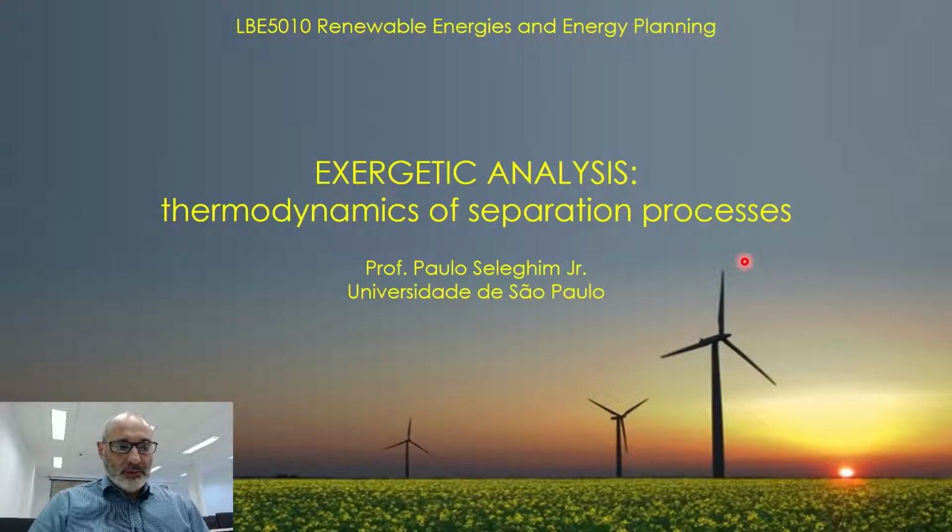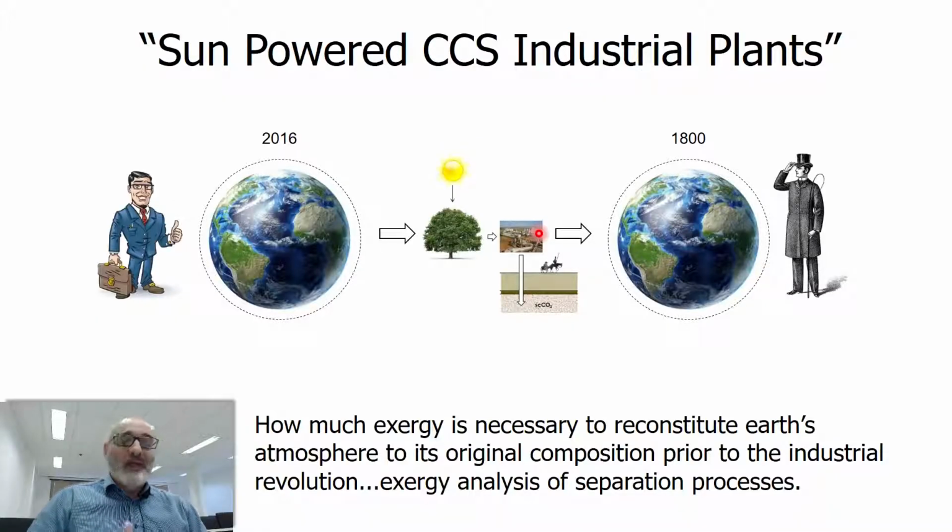Okay, so today we're going to talk about the thermodynamics of a separation process. It's a very important issue, and as I've been promising since last week, we're focusing on this type of problem. Building a CCS machine, a carbon capture and storage machine, which is driven by sun energy. And this machine will remove CO2 from today's atmosphere, in order to render the constitution of our atmosphere at least to that one before the Industrial Revolution.